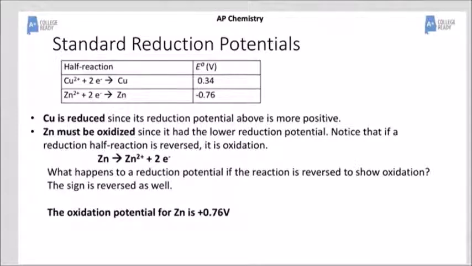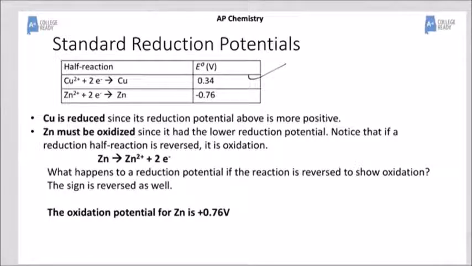So as we said before, the more positive reduction potential for a galvanic cell will remain reduction. So notice for these two values we have positive 0.34 and negative 0.76. We can see that copper has a higher value. It will be the reduction. So this one will stay just like it is. Okay, nothing's going to change. That one's going to stay reduction.